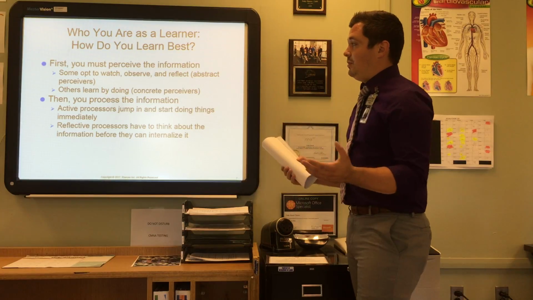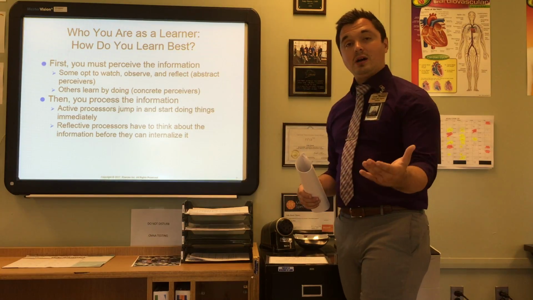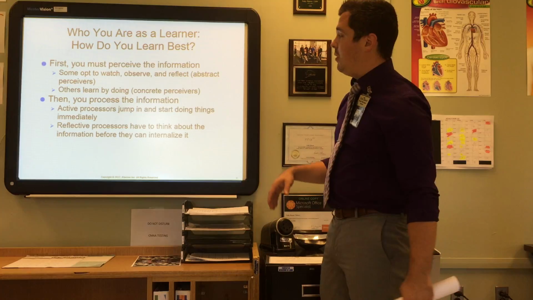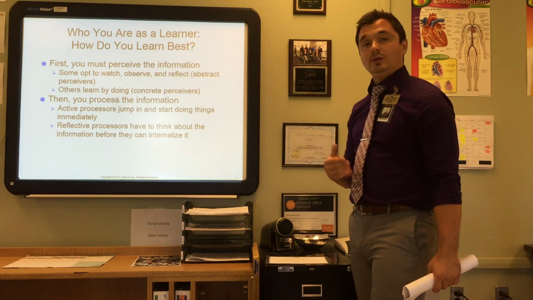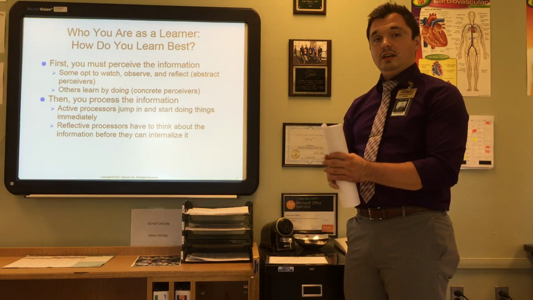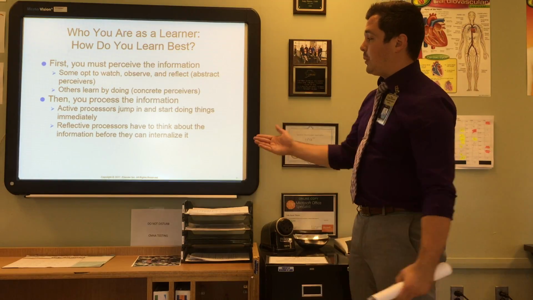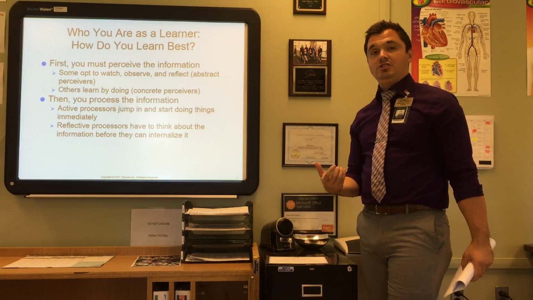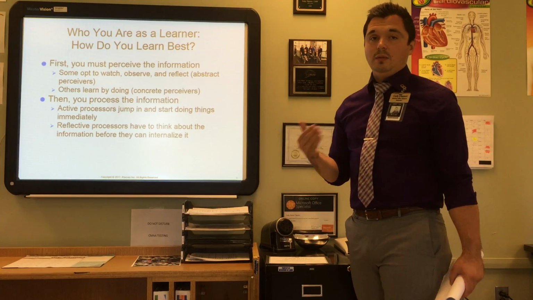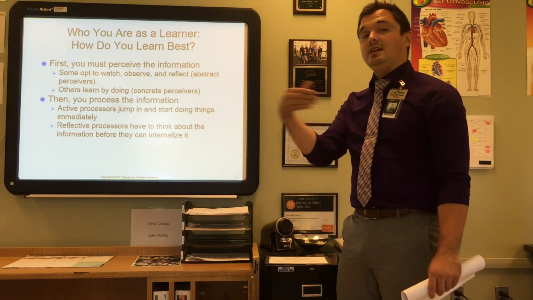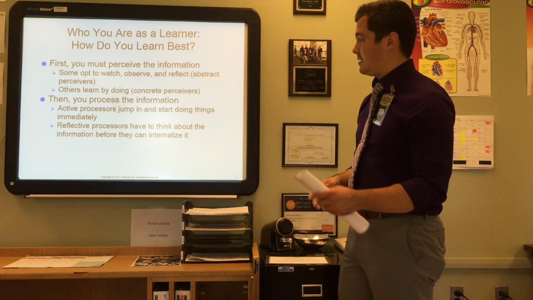Okay, so after you perceive the information, you then have to process it. Active processors jump in and start doing things immediately. Okay, they heard it, they got it, boom, they're gonna go. They're active processors. Reflective processors, on the other hand, have to think about the information that they just learned, maybe, and then relook at it and internalize it, and then go and do. So there's two different types of processors.